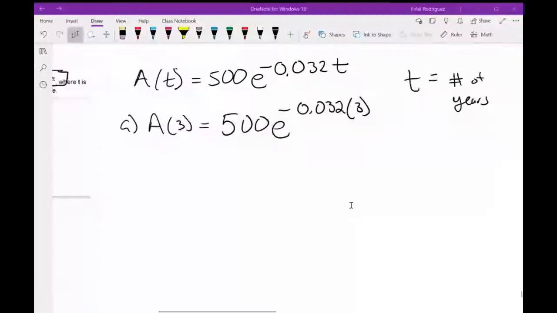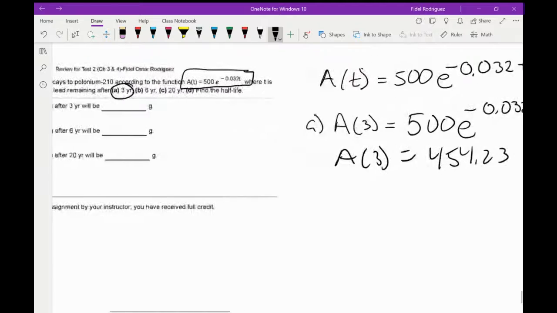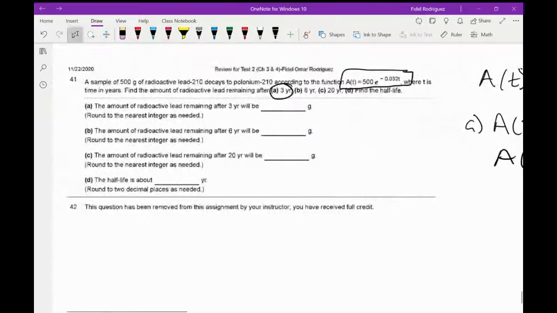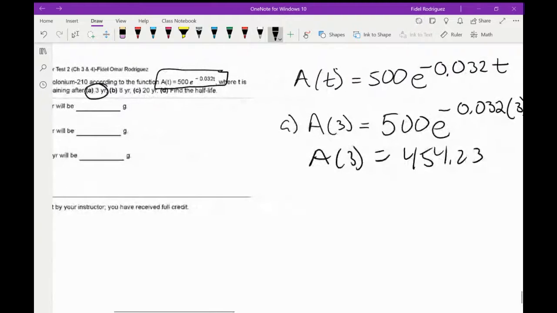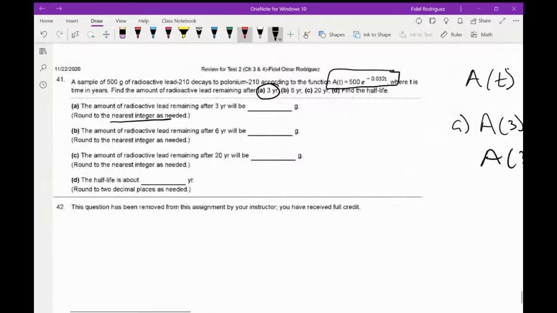So I'm going to stop sharing my calculator real quick, and I'm going to come back to my review. And the number we came up with for A of 3 was 454.23. And right here, it's telling me to round to the nearest integer. So 454.23 would just be 454, okay?